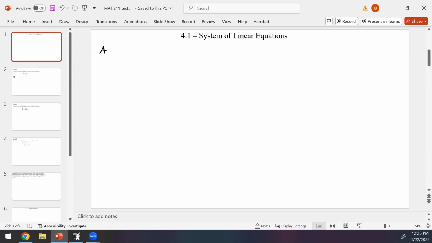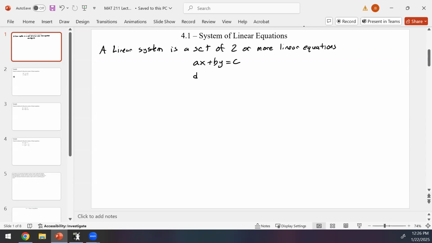So a system, not just any system, but a linear system, is a set of two or more linear equations. And most of the time, the way that they're going to be written is some variation of this. You'll have ax plus by equals c, and then dx plus ey equals f, right? That's kind of what a linear system is.